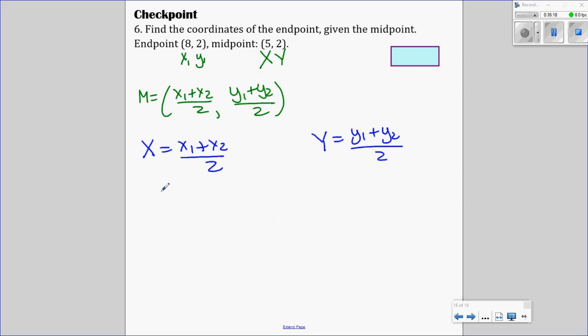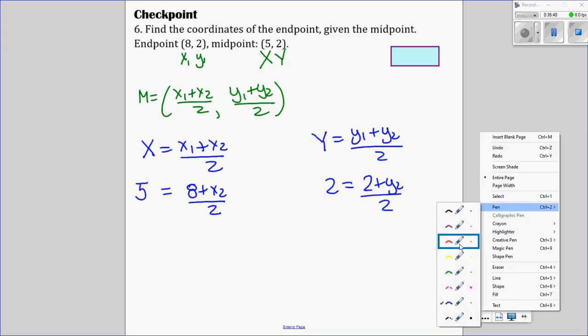And we plug it in. So our big X is 5, X1 is 8, and then the big Y is 2. We got 2 for the Y1, Y2 over 2. Cross multiply. I'm going to use another color to solve. I'll use red.